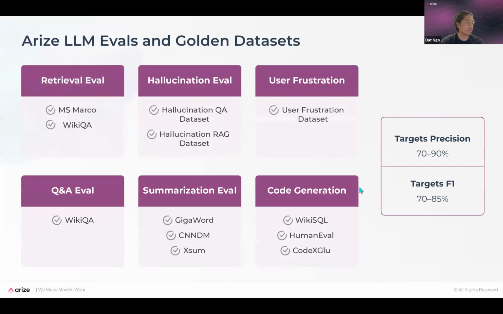And so for summarization, for instance, we do offer GigaWord, CNN-DM, and XSum for golden data sets. So if you want to know, hey, is my LLM any good? We actually have pre-tested golden data sets for you specifically for summarization, as well as some other tasks if you're also building outside of summarization.